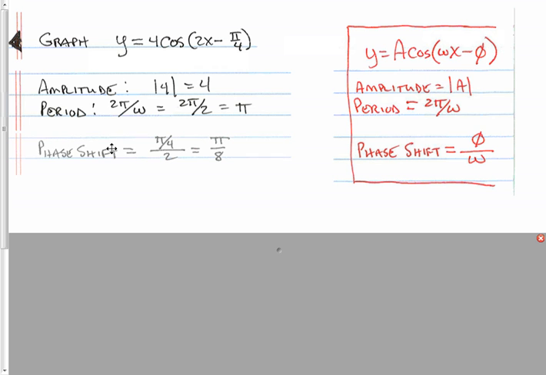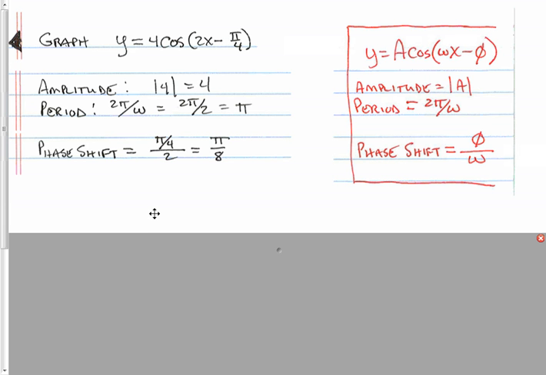Now the phase shift is the next thing. This is something we haven't done before, but as I mentioned previously, the phase shift is what's being subtracted from the x component here, and that's pi over 4. So that's the phi, positive pi over 4, divided by omega, which is 2. So pi over 4 divided by 2 we can calculate as pi over 8. So the phase shift is pi over 8, which means we're going to shift the entire graph pi over 8 units to the right. And that makes sense. When we subtract, we expect a shift to the right.